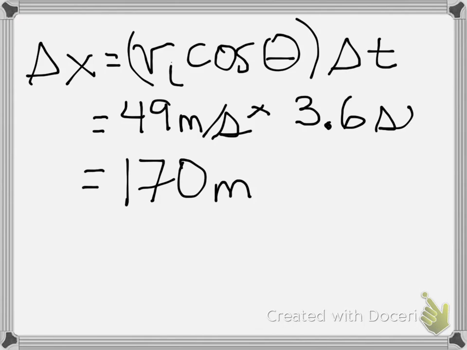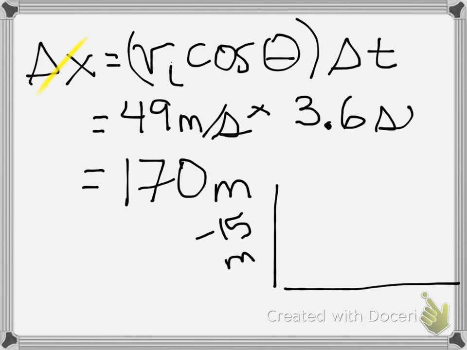Once I have that, then I can figure out my delta x, which is 170 meters, which means that when we're talking about that picture, where this was a negative 15 meters, this here is 170 meters. That's our delta x.